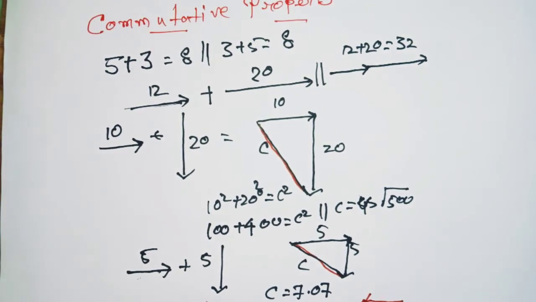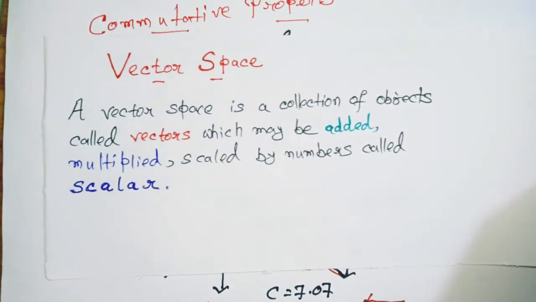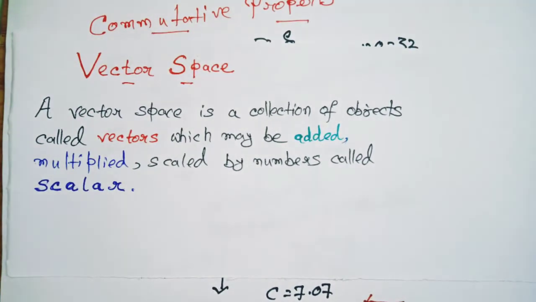Right. So let me just revise how we can define the vector. There is a nice little definition of vector, so let us quickly read it out. A vector space is a collection of objects called vectors, which may be added and multiplied, scaled by numbers called scalars. So this is what is called a vector space.